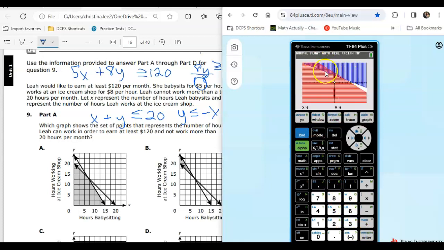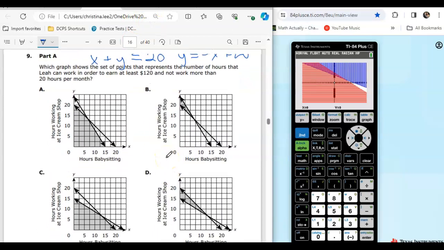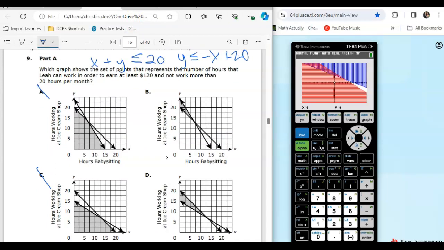Okay. So now remember, the part that is true is where the overlapping is happening. So that's in this area right here. That's where the overlapping is happening. So that's where our solution is. So that means if we're over here, we can eliminate A and we can eliminate C.